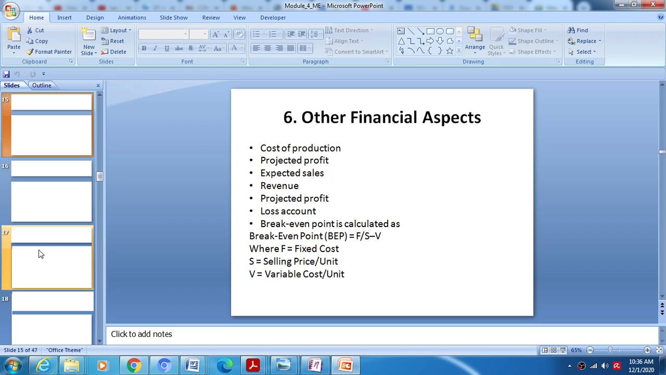The next one is a break-even point. Okay, so break-even point is calculated as F divided by S minus V, where F is fixed cost, S is selling price per unit, V is variable cost per unit. So basically, a break-even point is a point where there is no profit, no loss. Okay, so whatever you have invested, you have got it back. Okay, so that makes up the break-even point. That again needs to be mentioned in the project report.